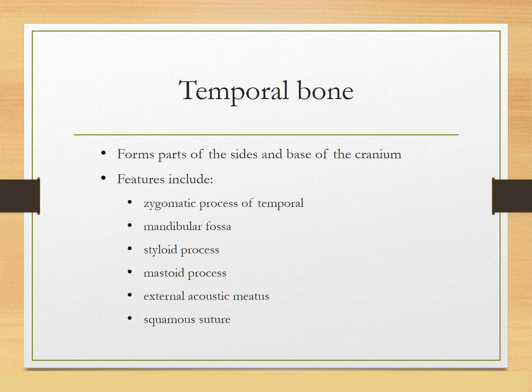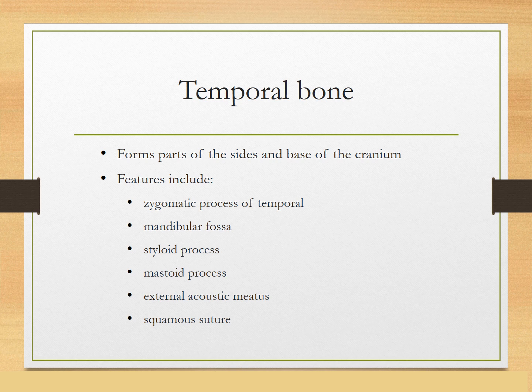Features include the zygomatic process of temporal. Remember, that articulates with the temporal process of zygomatic, forming the zygomatic arch. The mandibular fossa. This is where the mandibular condyles of the mandible articulate to form the temporomandibular joint. The styloid process are very thin projections, which are attachment sites for muscles and ligaments of the neck. The mastoid process is an area found right behind your ear, which is the attachment site for the sternocleidomastoid muscle.